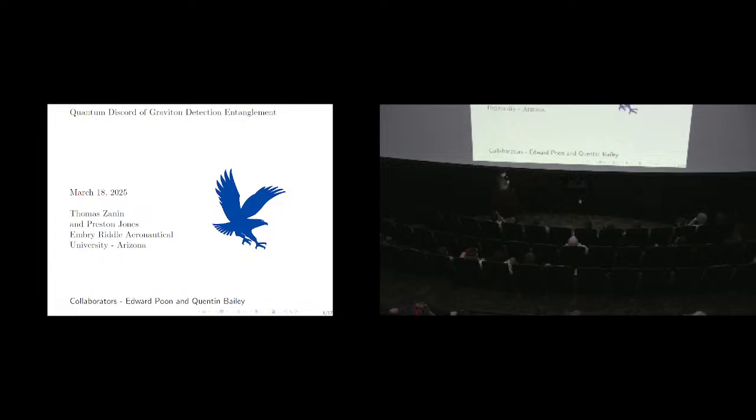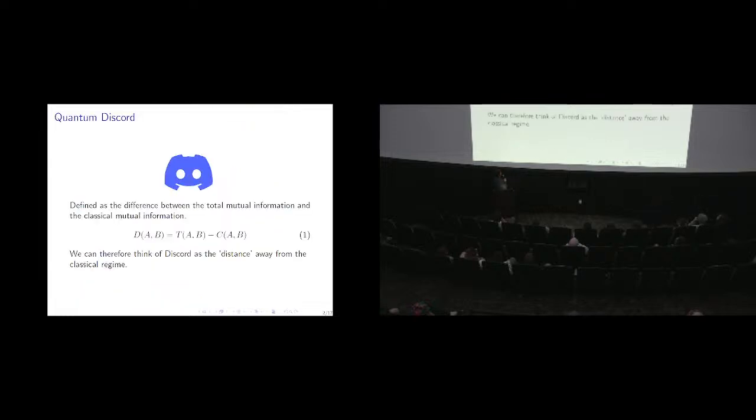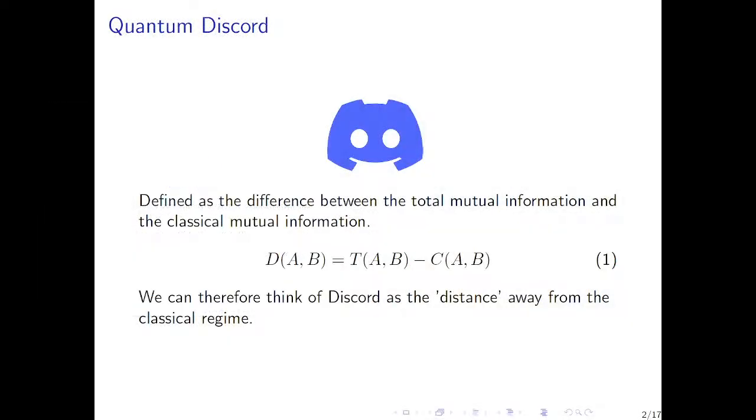So we're going to talk a little bit today about quantum discord, and I'm Thomas. First, we have to define discord. It's just the difference between the total mutual information and the classical mutual information. So what that means is you're talking about the distance between the classical regime and the quantum regime. And the nice thing about discord is that it captures correlations that might be missed by entanglement. So that's kind of why it's so interesting.